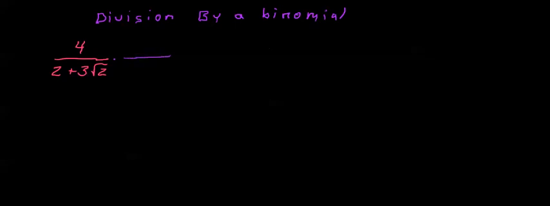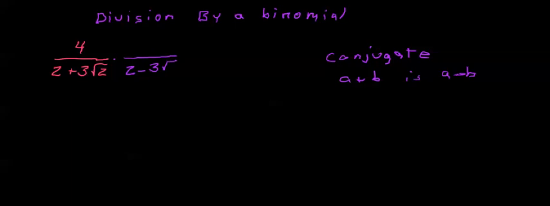conjugate. The conjugate of a plus b is a minus b. All we do is change the addition to subtraction or the subtraction to addition. So we're going to multiply by 2 minus 3 radical 2, numerator and denominator.